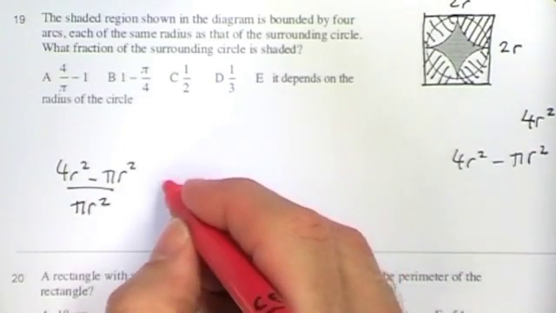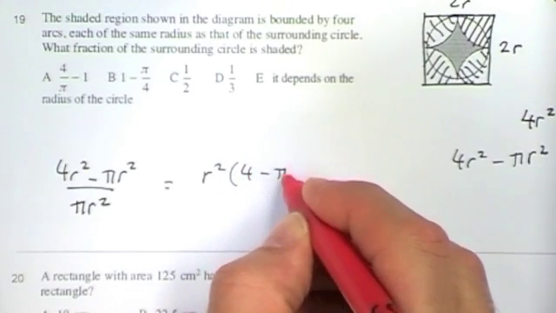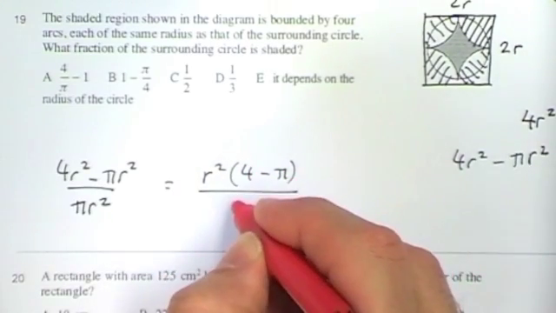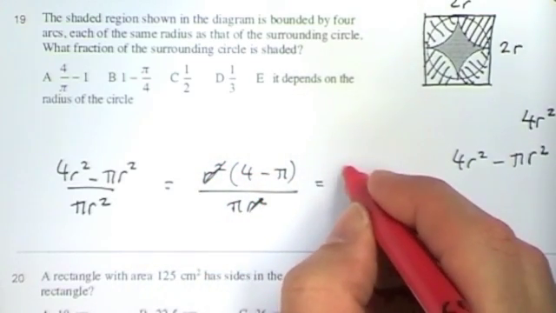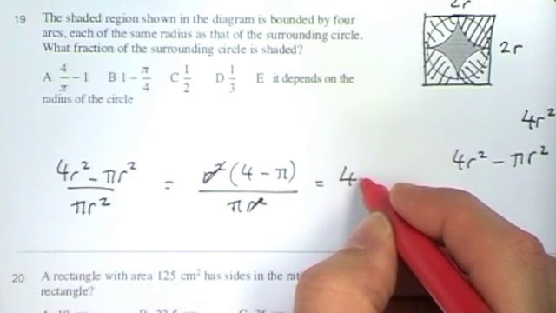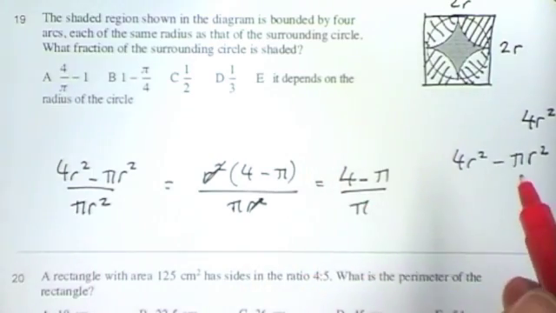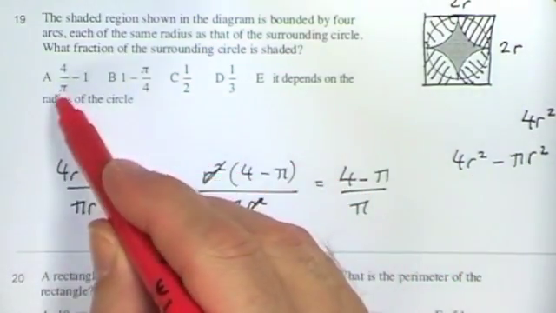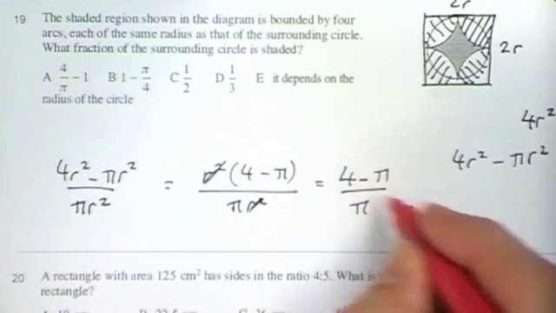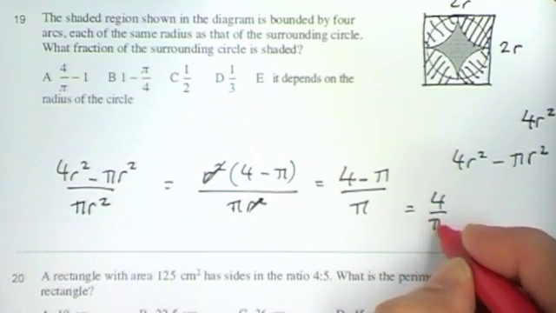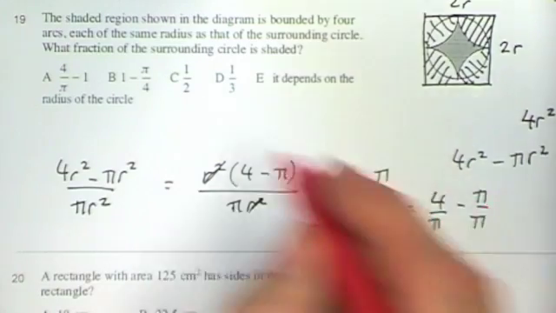Now if I factorise that top bit, I can take r squared outside of a bracket and leave 4 minus pi inside, and at the bottom we get pi r squared. The r squared cancels to give us 4 minus pi over pi. Well, that answer is actually not there, but this can be rearranged: if we take the pi under each individual term, it's 4 over pi minus pi over pi. That's 4 over pi minus 1, so the answer is A.